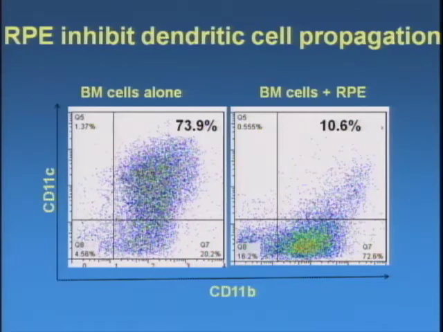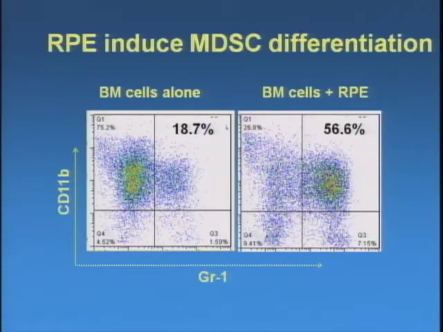As shown here, this is CD11c, the marker for the DC. If you culture bone marrow cells alone with those cytokines, the majority of the cells develop into dendritic cells. But in the presence of the RPE, compared to 74%, only 10% of cells are CD11c dendritic cells, indicating that RPE inhibits dendritic cell propagation. So where did those cells go?